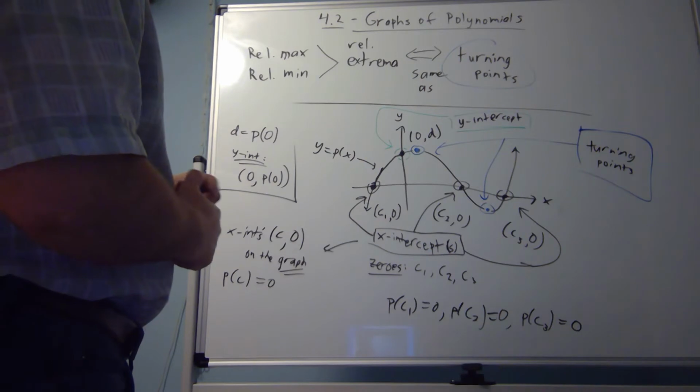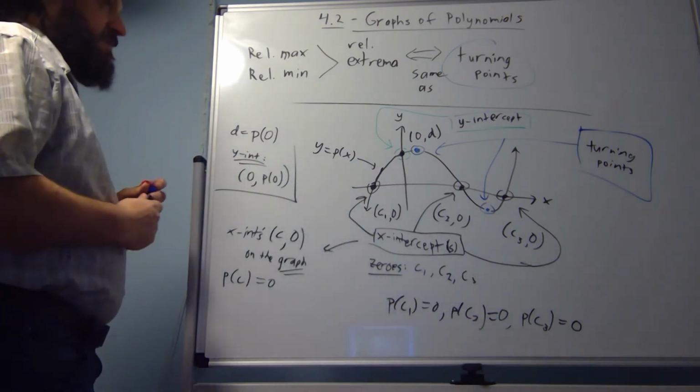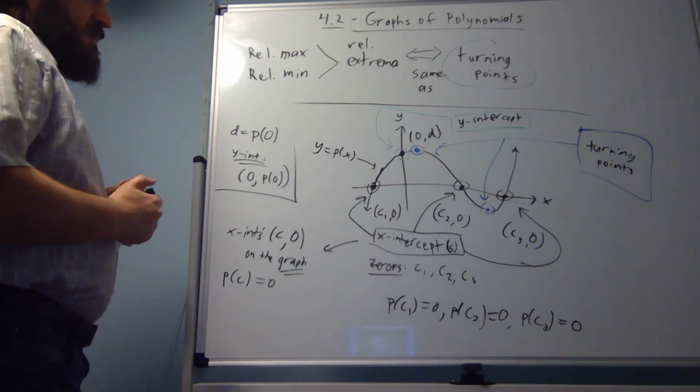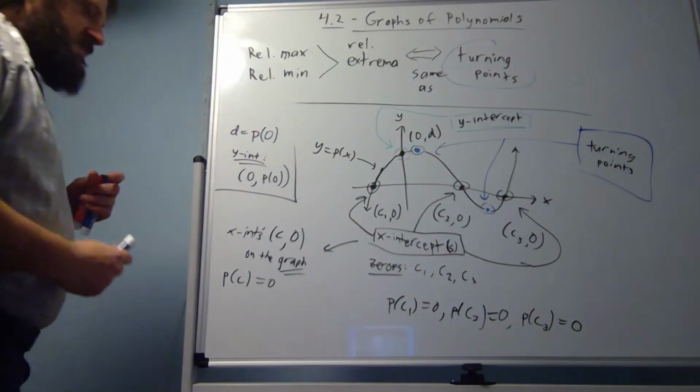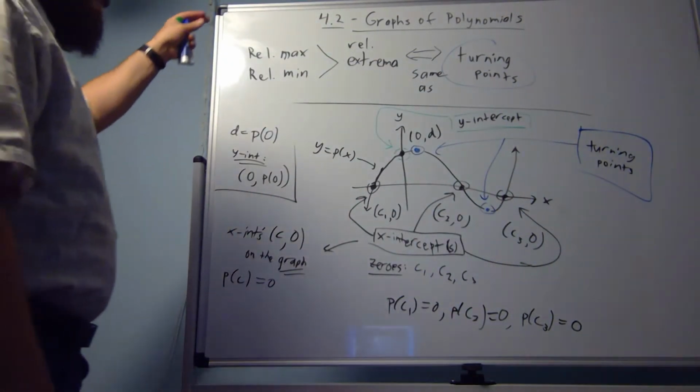All right, so what I want to do is summarize, for each of these 3 concepts, how many of them can we have? So let me do that on the other side.